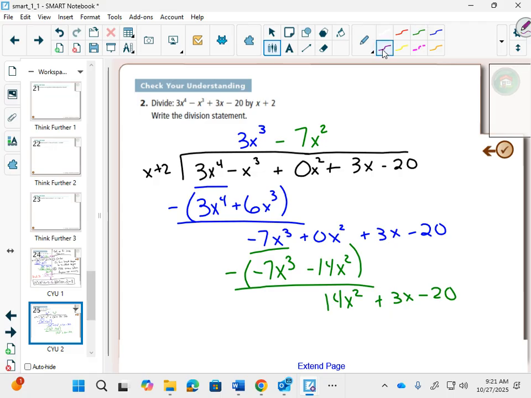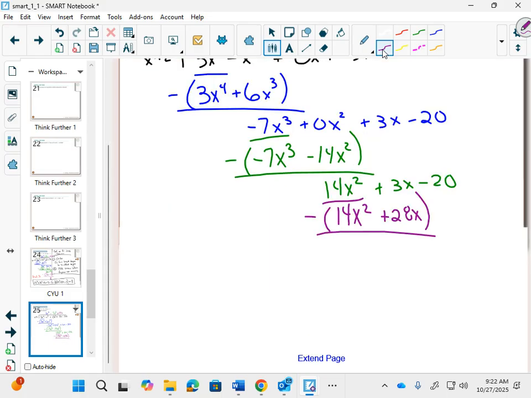Next color, 14x squared. What could I possibly multiply an x by to get a 14x squared? A 14x. Then I take that 14x times x, and I get 14x squared. And I take the 14x times 2, and I get plus 28x. Put it in brackets and subtract. 3 minus 28 gives me negative 25x, and I still have the minus 20.